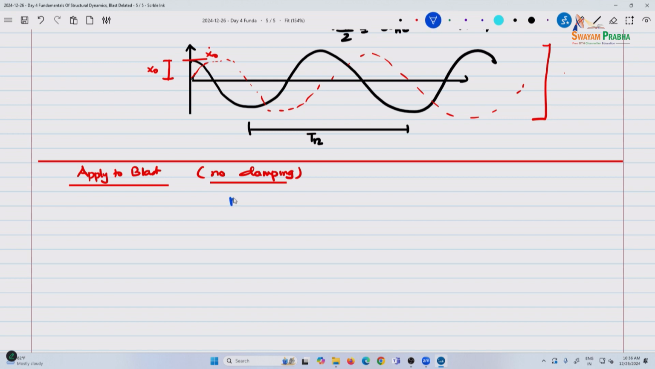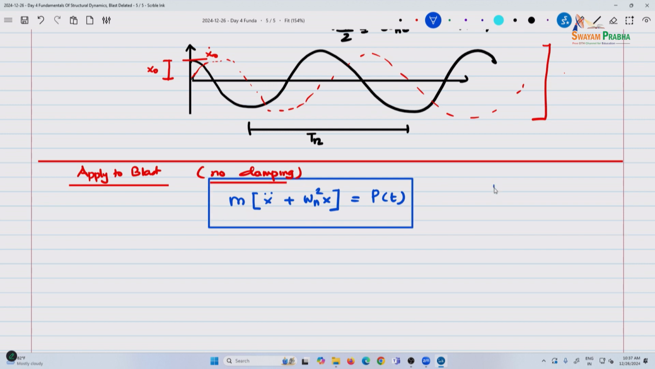So, here now I include m x double dot plus omega n square x is now p of t. You have a forcing function. So, basically you have a system, you have a spring, mass, we will talk about mass equivalence later, but now you have a forced vibration.